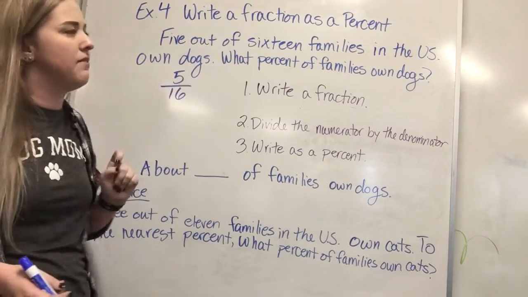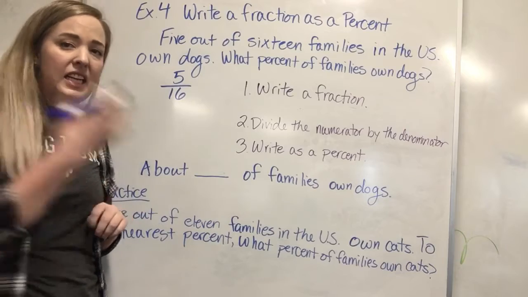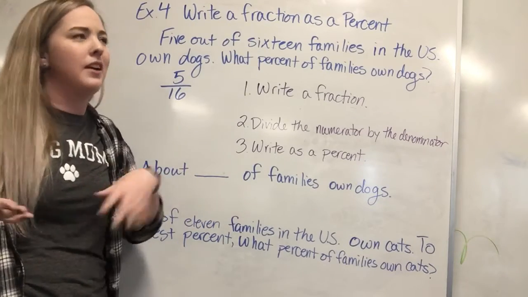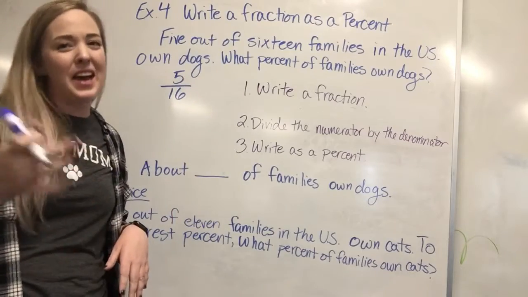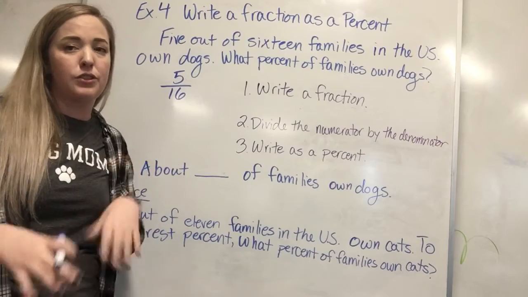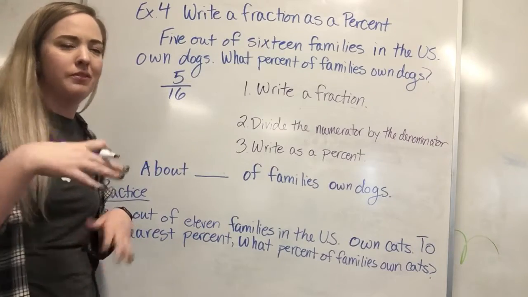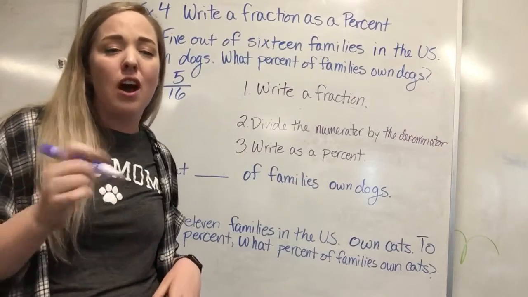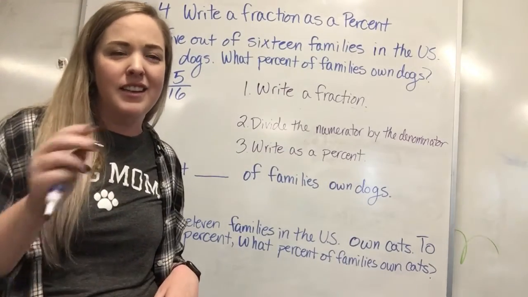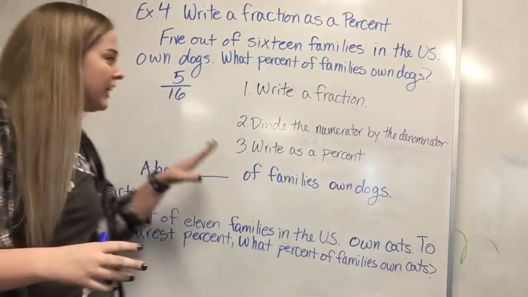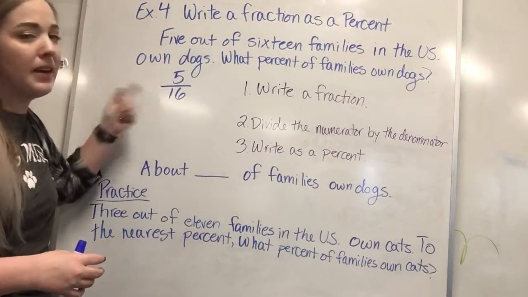So 5 out of 16 families in the U.S. own dogs. We're taking that fraction and we're going to make it into a decimal. Just like we would before, fraction turning into a percent, but just like we've done before, we're turning it into a decimal first. In class, we've already gone over turning fractions into decimals. So reading this like 5 divided by 16.